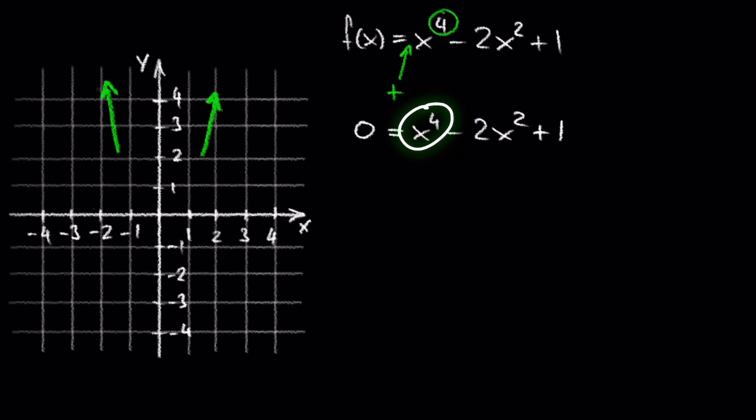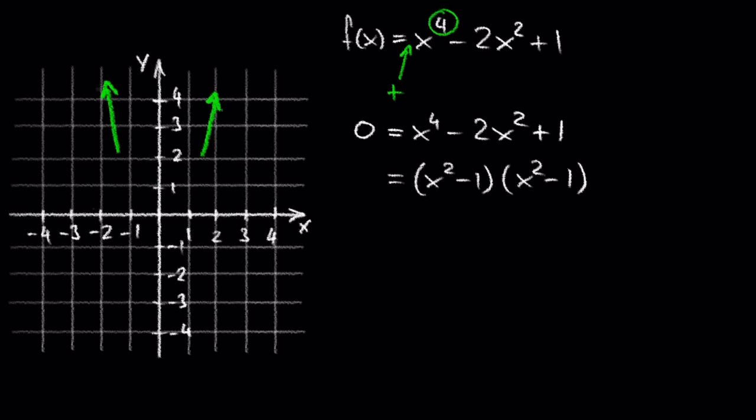We see that x to the fourth is x squared squared, that 1 is 1 squared, and negative 2x squared is negative 2 times x squared times 1. So we can factor x to the fourth minus 2x squared plus 1 to x squared minus 1 in parentheses times x squared minus 1 in parentheses.